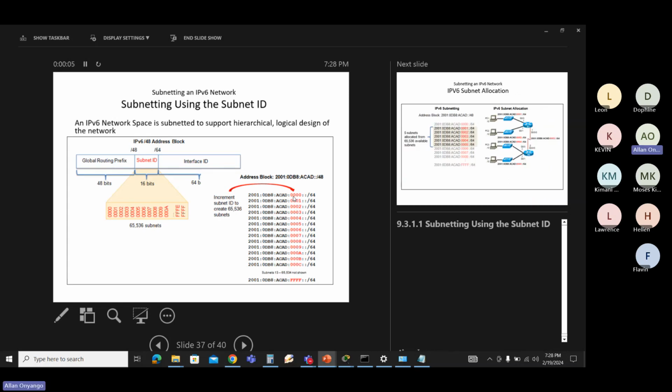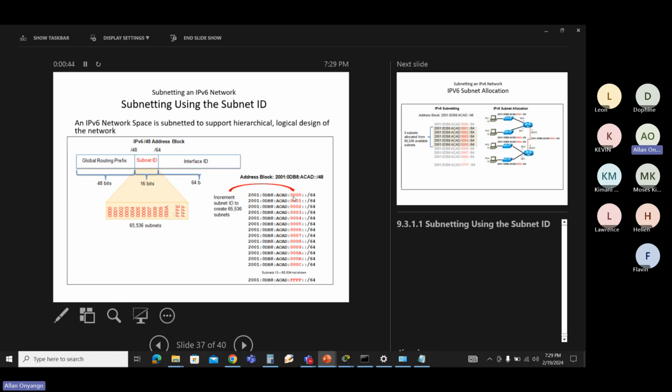The first thing we see is the 3 parts of an IPv6 address. We have the global routing prefix, which is like the network portion. IPv6 has a total of how many bits again? 128. Out of the 128, the first 64 bits is the network portion. After the first 48 bits, which is the first 3 hextets, hextet 1, hextet 2, hextet 3, that is the network portion, called the global routing prefix.